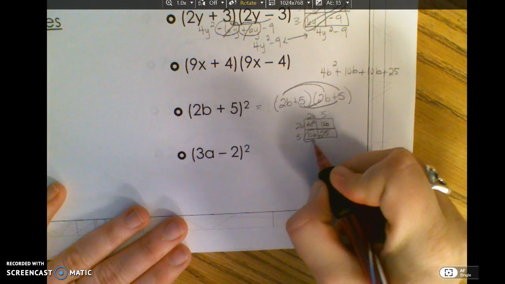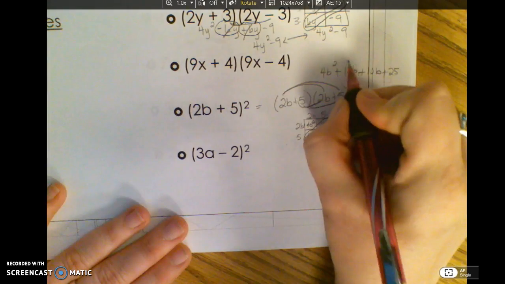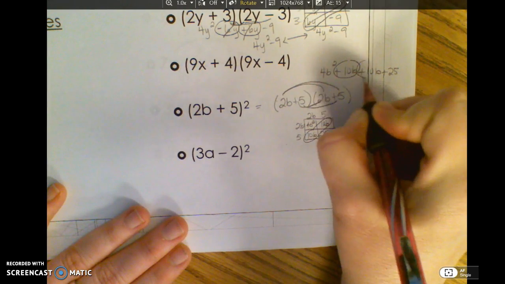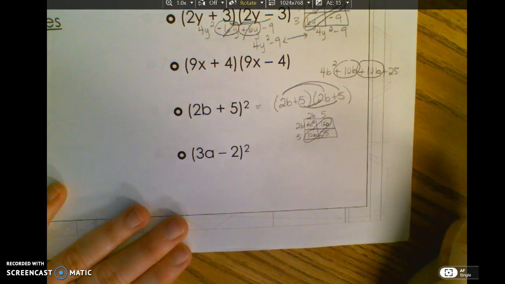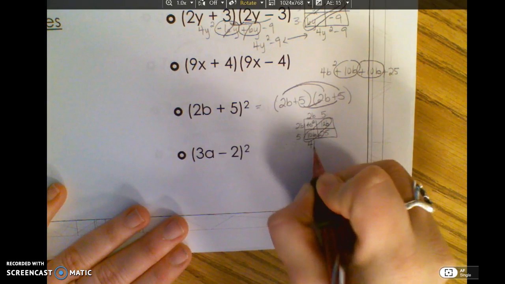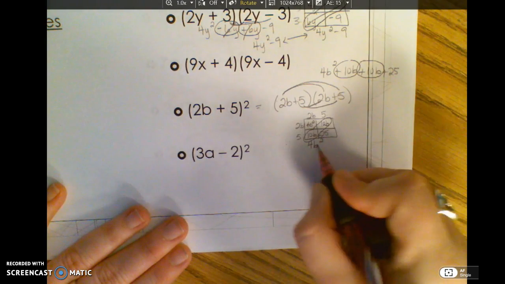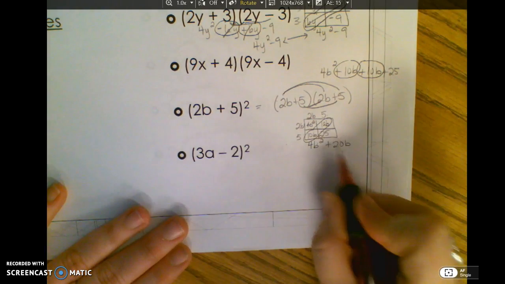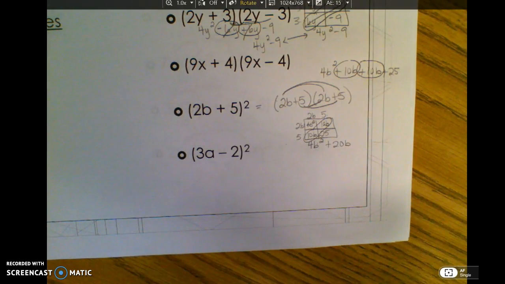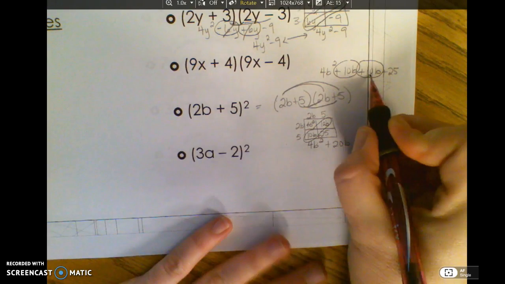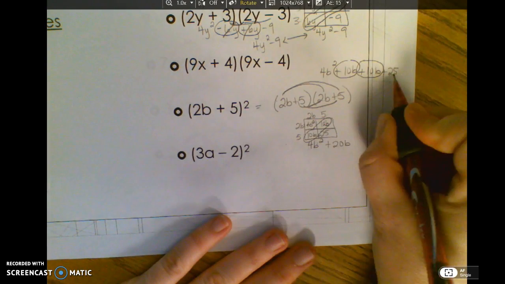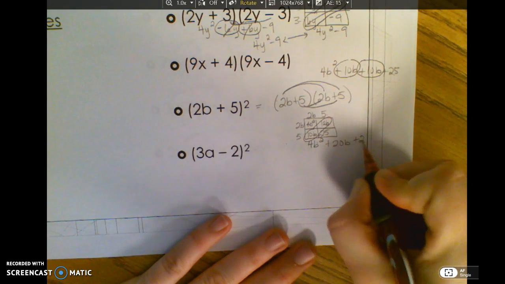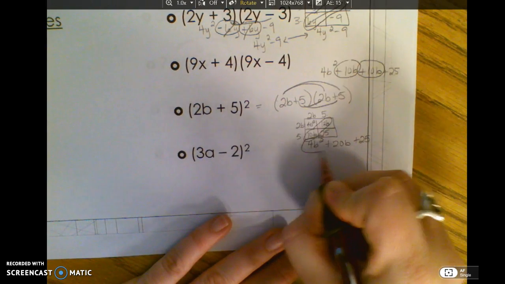Combining my like terms, 10b plus 10b, in either case, I have 4b squared. 10b plus 10b is 20b. I am not multiplying, so I do not change exponents. Plus 25. Either place, I will get this answer right here.